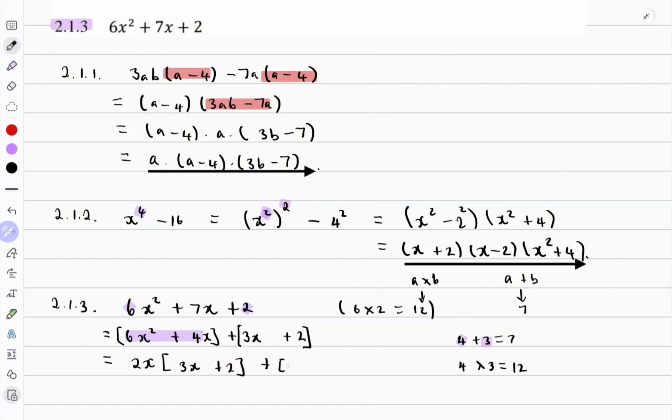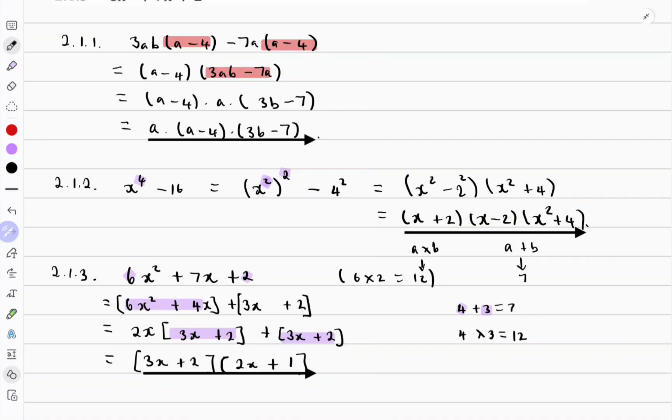Plus 3x plus 2. So in our new expression, we can see 3x plus 2 is a common factor. So you can factor that out. We'll get 3x plus 2, and what you're left with is 2x plus 1.